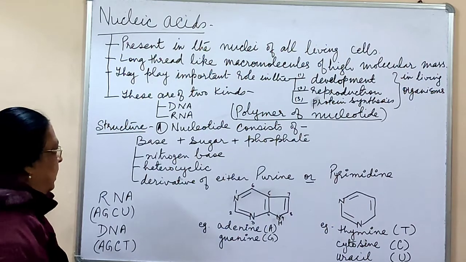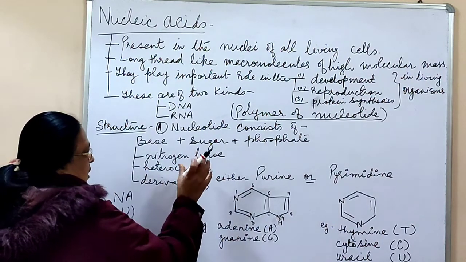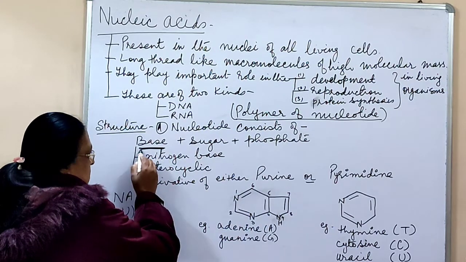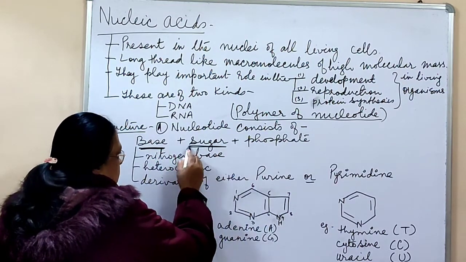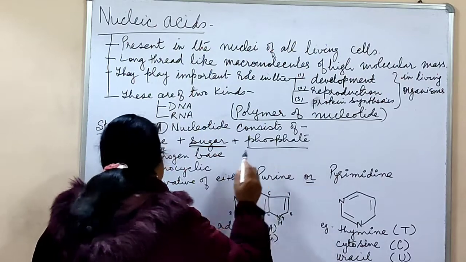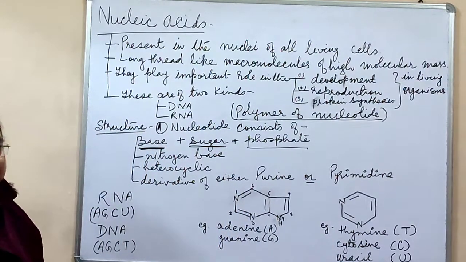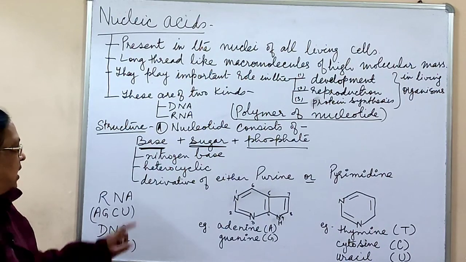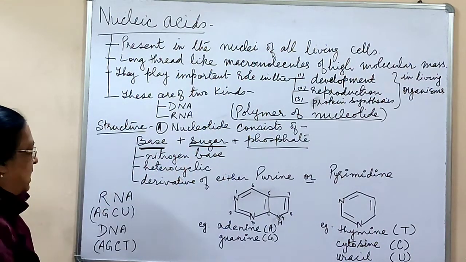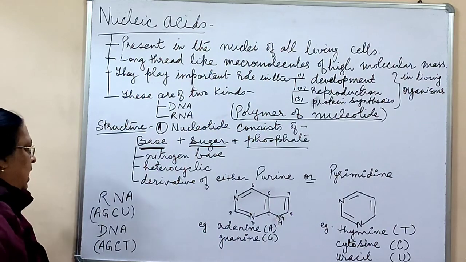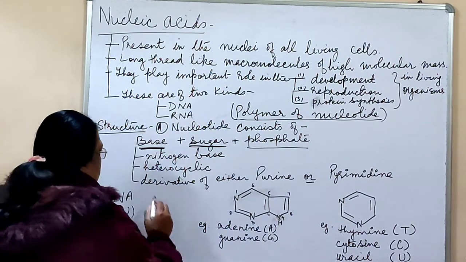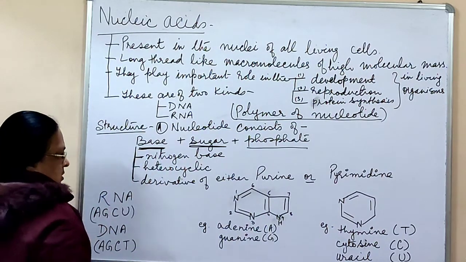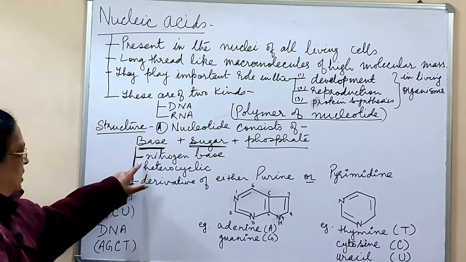What is this nucleotide? That you have to know, but not in much detail. So nucleotide is the unit of base. It consists of base and sugar and phosphate. These three chemicals constitute a nucleotide. You need to know the name. Order also you cannot change. They are linked in such a way: base, sugar and phosphate. This base is a nitrogen base. In the base, nitrogen is present.